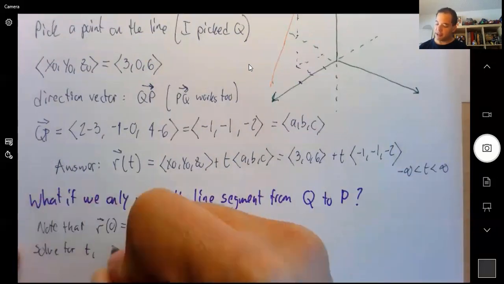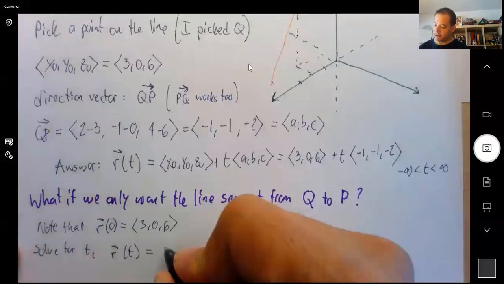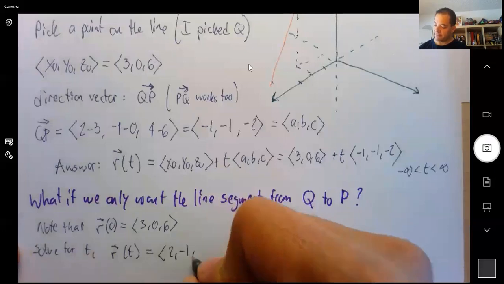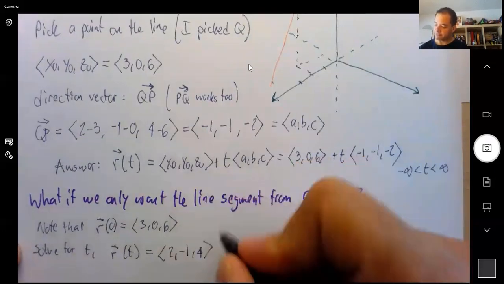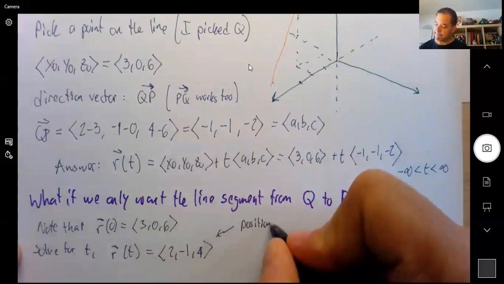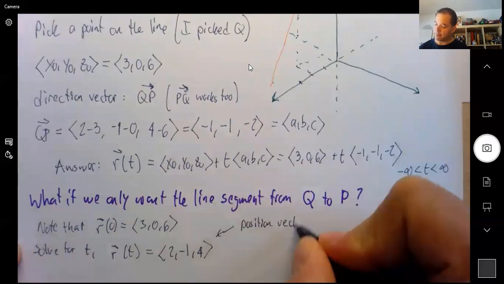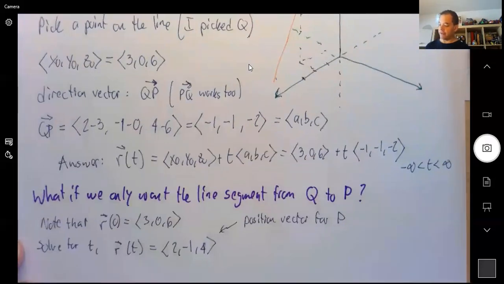R of T equals the vector for P, which is 2, -1, 4. This is the position vector for P, right? And then I just gotta solve for this. Now, how do I solve for this? Well, you solve for this kind of like you solve a regular equation.